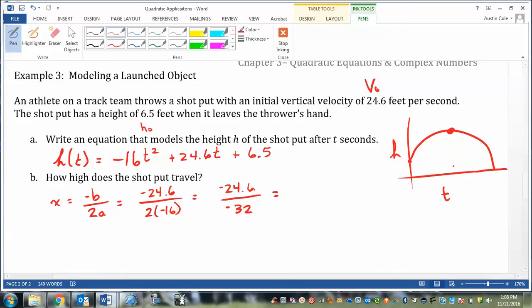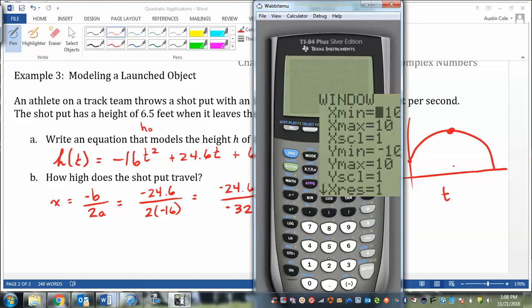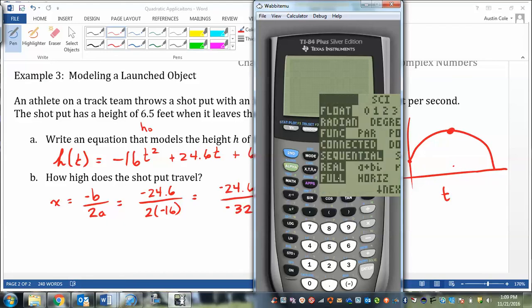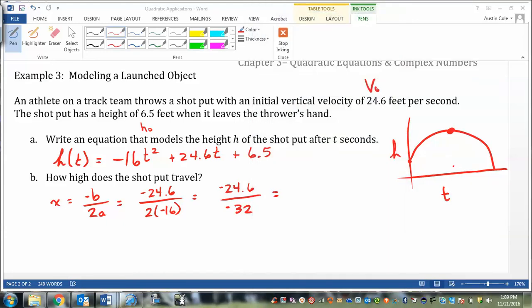What do I get when I do that? Everyone should be doing that. I don't think my calculator's been working. What's that, Rachel? I think it's 0.768, 6875. It should be positive because I have a negative divided by a negative. If you got a negative in your calculator, it means we might have typed something in wrong.